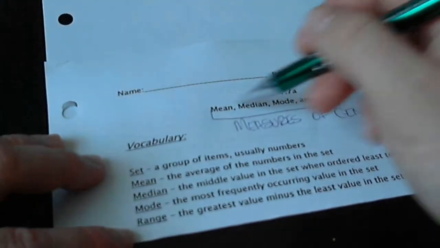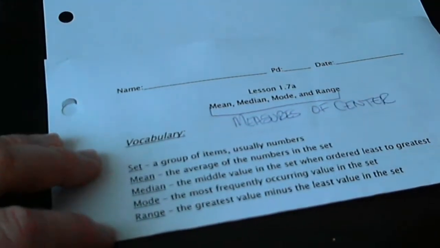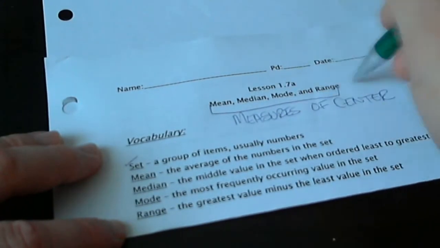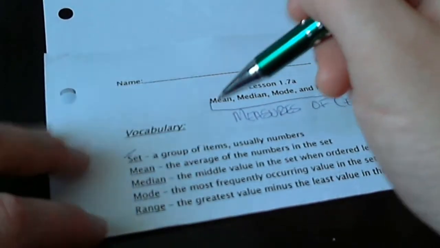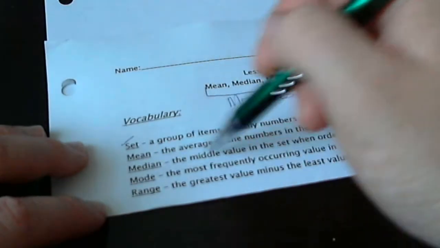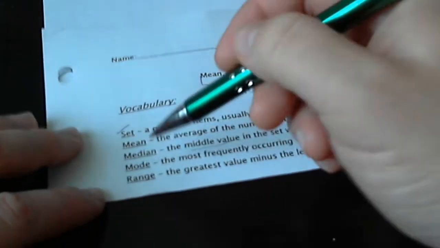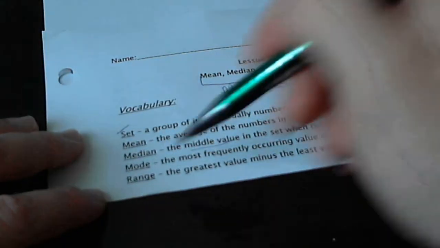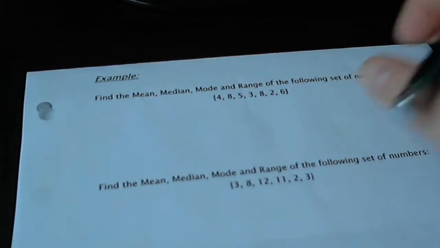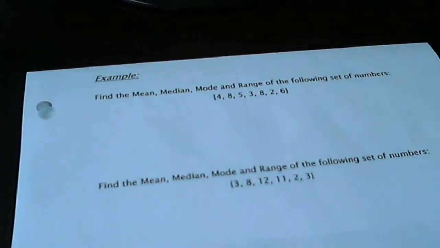Whenever we talk about finding the mean, median, mode, and range of a group of numbers, that group of numbers is our set. It's a set of numbers that we can find these things of. The mean is the average of the numbers in that set. The median is the middle number. The mode is the number that shows up the most. And the range is the biggest number minus the smallest. Keep those in mind while we perform some examples.